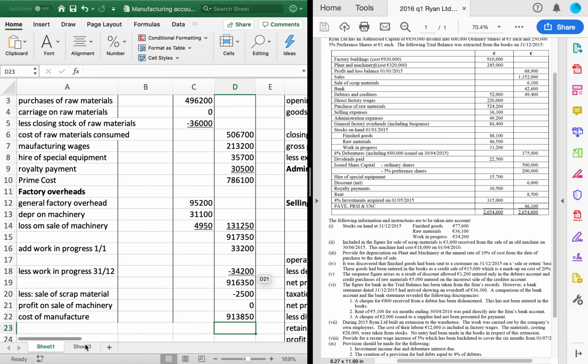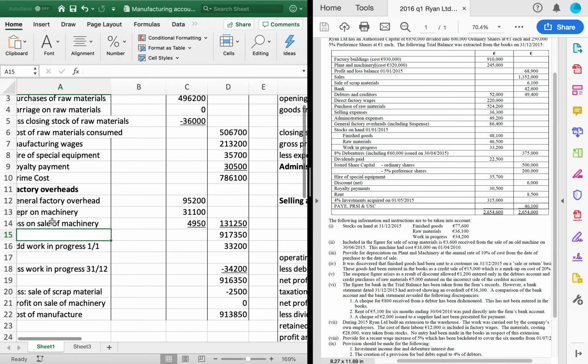Okay, so your manufacturing account is basically a big working to do with the cost of running your factory. So your factory overheads, any general factory things, any depreciation on buildings, any depreciation on machinery, any general factory overheads, any patent stuff will go in there.